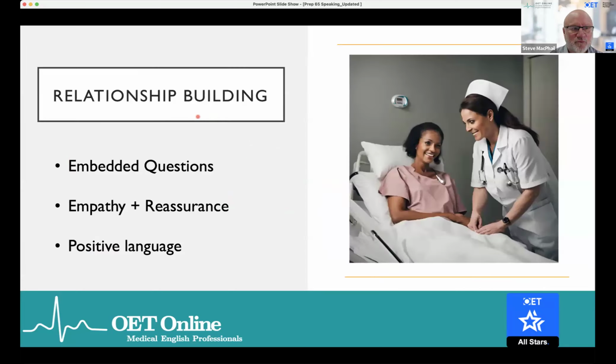So let's look at one aspect of the communication criteria, which is relationship building. Now we can break this down further and bring in some linguistic elements which relate to embedded questions. We're going to help you with showing empathy and following up with reassurance, and also the benefits of using positive language to build rapport.